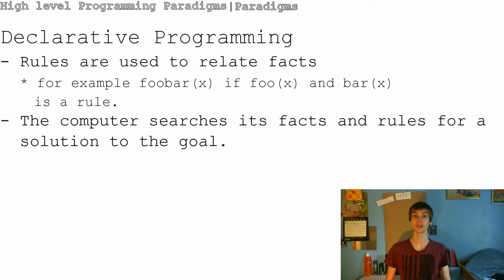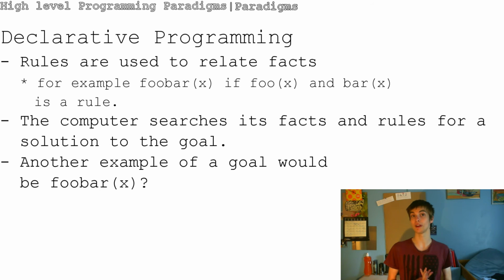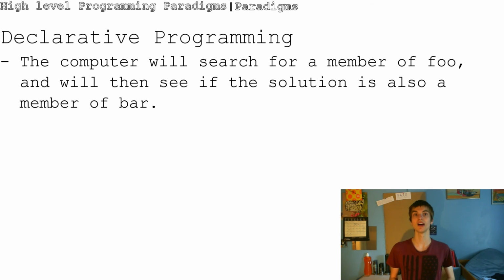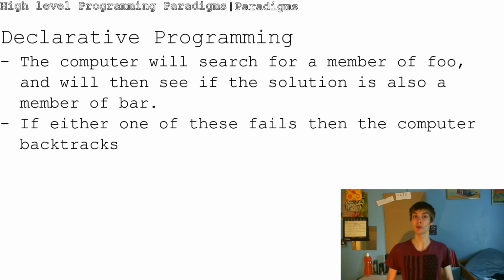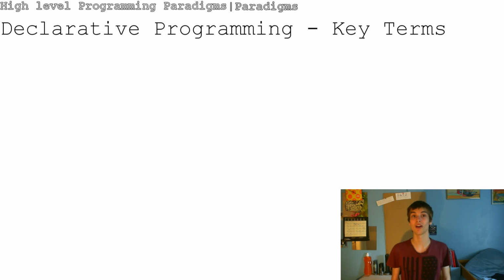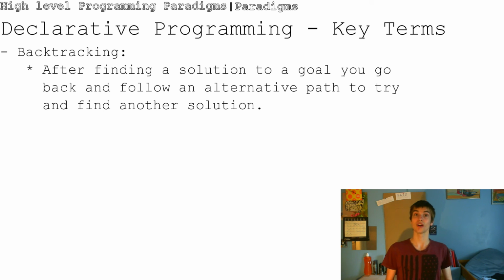The computer searches its facts and rules for a solution to a goal. Another example of a goal would be foobar(x). The computer will search for a member of foo and then see if the solution is also a member of bar. If either one of these fails, then the computer backtracks. Backtracking means that after finding a solution, the goal goes back and follows an alternative path to try and find another solution.